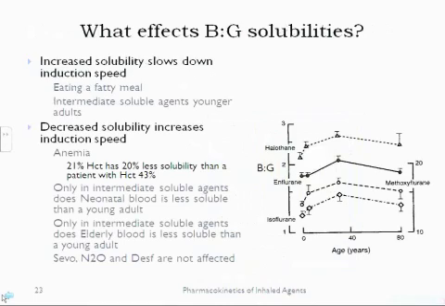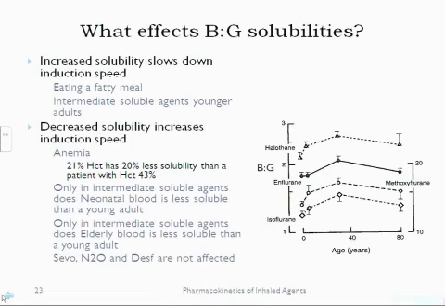What are the effects of blood gas partition for solubilities? If you increase the solubility, it slows down your induction speed. So if somebody's eating a lot of fatty meals, you can actually increase the uptake, and because of that, the alveolar concentration falls more so, and actually will then slow down your induction.